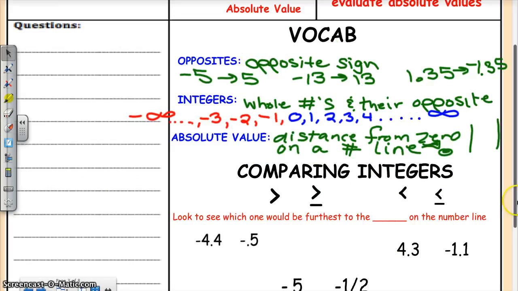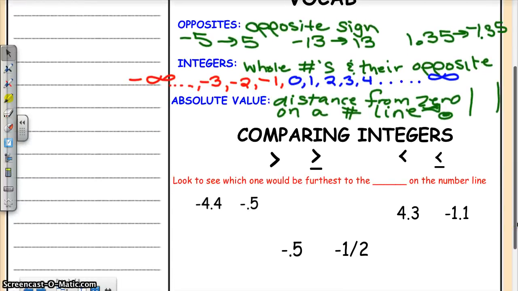One of the applications we need to do with integers is compare them. When we talk about comparing, we're talking, are you bigger than or equal, are you less than or equal, or are you equal? That's what we do. And what you look for is which one would be furthest to the left on the number line. That's the smallest. That implies it is the smallest number. So the bigger the negative, the smaller it is.